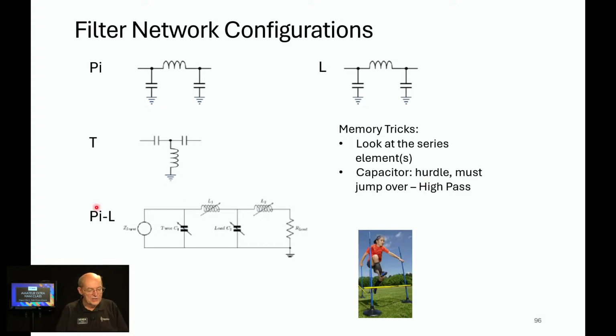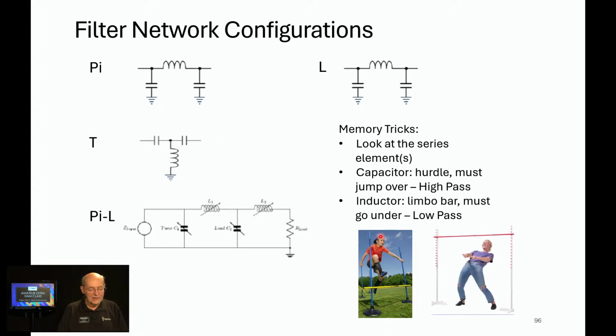Secondly, consider a capacitor as a hurdle, a high jump hurdle. Okay, so here we've got a young lady doing a high jump. Okay, so here's the hurdle. A capacitor is a hurdle, and you must jump over the hurdle, so you have a high pass. I told you this was kind of stupid, but if you can visualize this, it'll help you get 2 or 3 pool questions right.